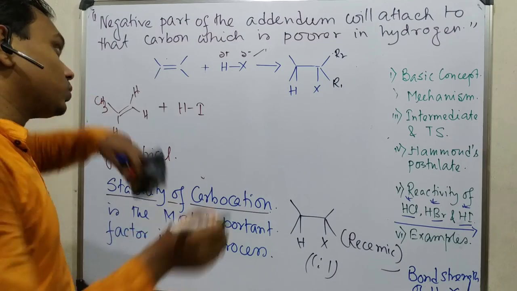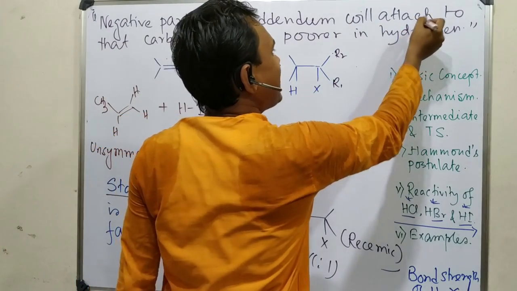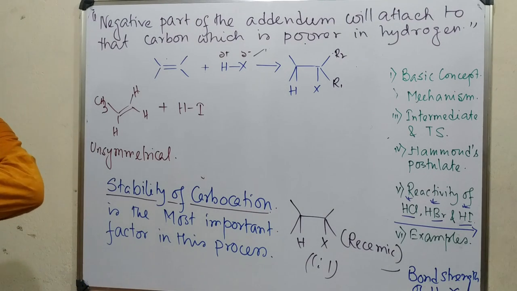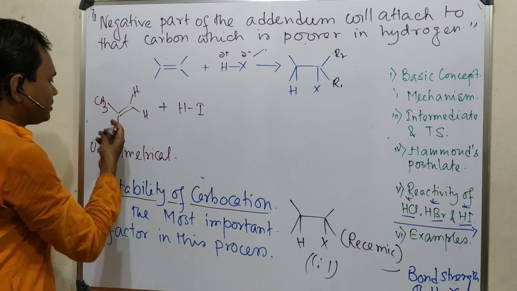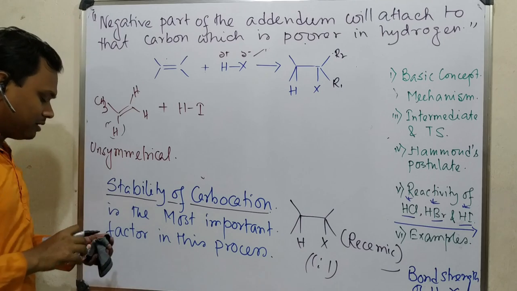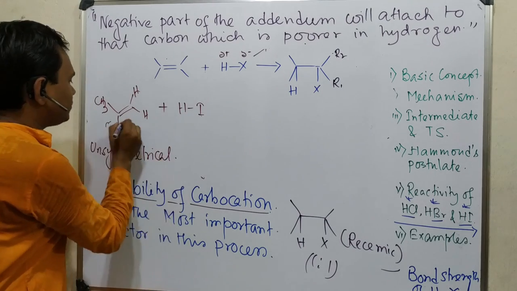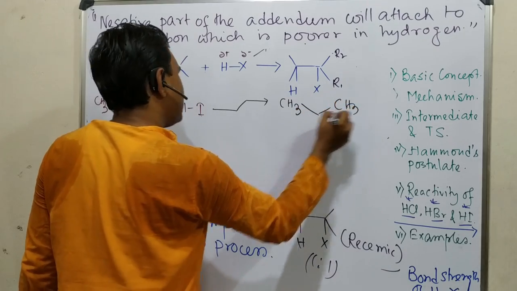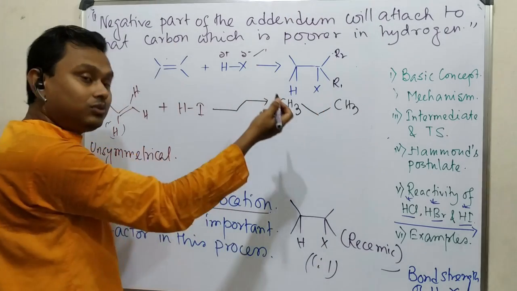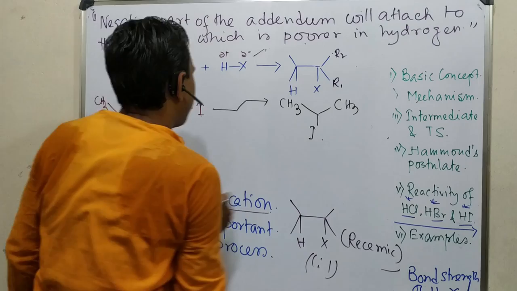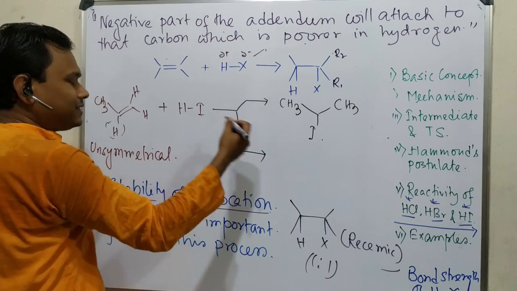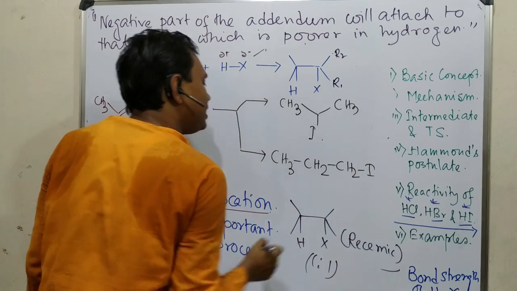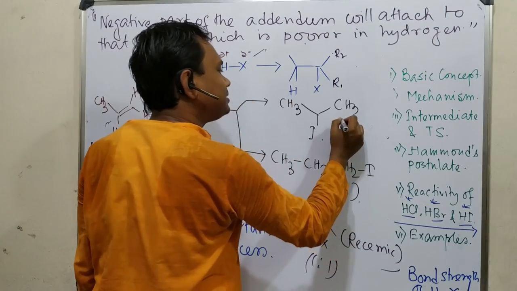We can expect, according to this rule, that the negative part of the addendum will attach to the carbon which is poorer in hydrogen. Where is the lesser carbon? The poorer number of hydrogen is at this center, so I expect it will attach here. So the product is CH3 CHI CH3. They have told about the addition of the anion, so the cation means the proton will go to the adjacent carbon. But another possibility is there, that instead it can produce CH3 CH2 CH2I. This is a primary alkyl halide and this is a secondary.